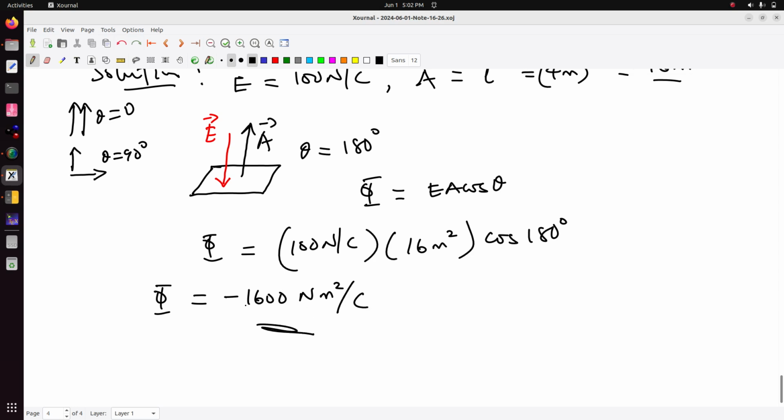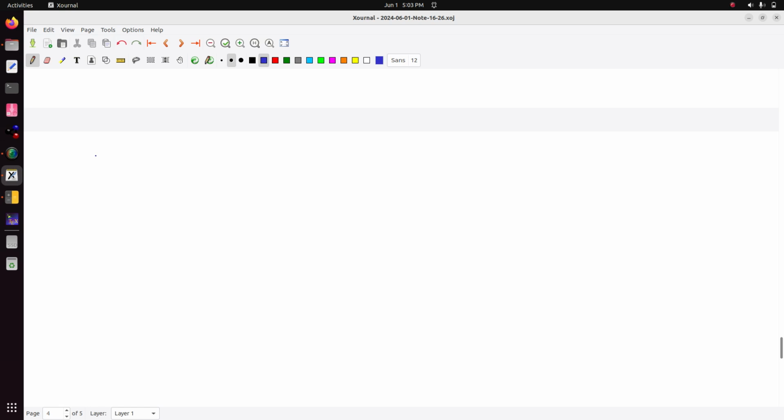I said earlier that the electric flux can be positive, negative, or 0. So here it is negative. Why? Because the electric field is directed into the surface. So next is Gauss law.